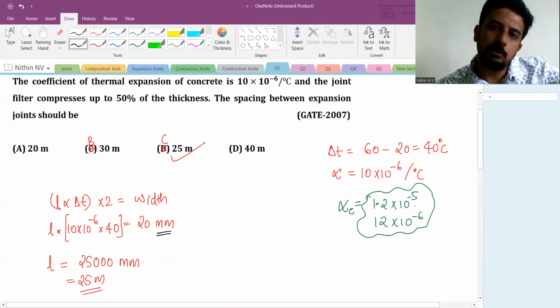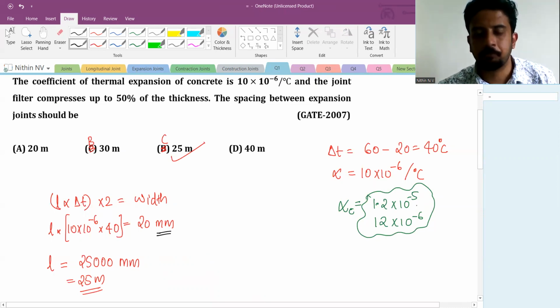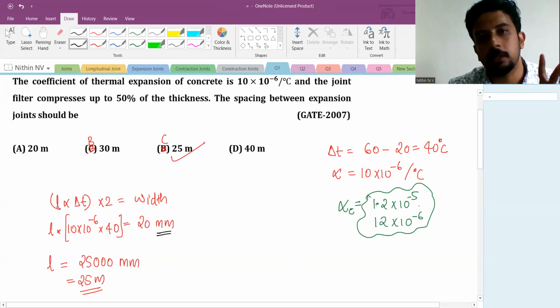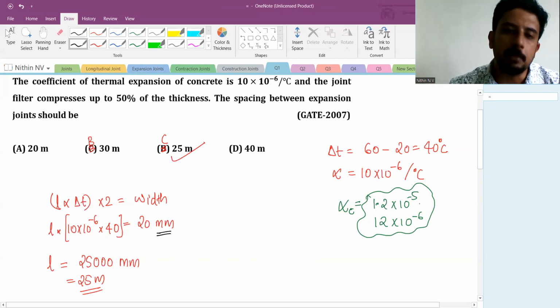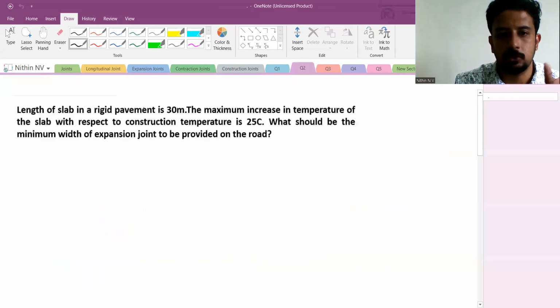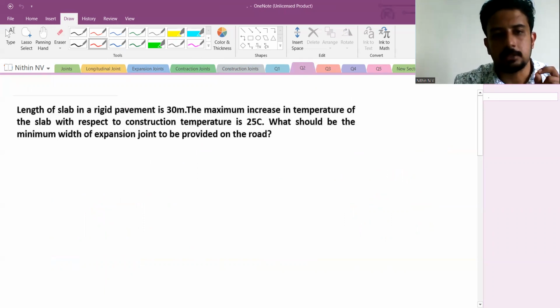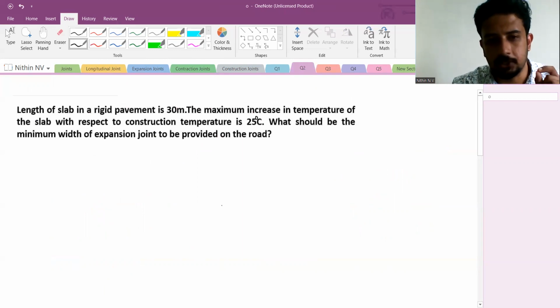See, they can give you, or they can ask you the question in the opposite way also. They can give you the spacing between expansion joints as 25 meter, or they can say that the length of the slab is 25 meter, and they can ask you what should be the minimum width of expansion joint required. Okay, I've already taken a question here just to understand another way of asking the question. Look here. The length of the slab is given as 30 meter. Now the maximum change in temperature is given as 25 degrees Celsius. The minimum width of expansion joint.